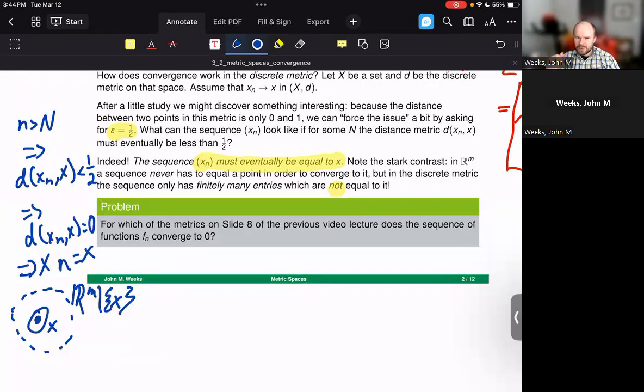So let's solidify what we were talking about in our previous slide. For which of the metrics, the f sub n metrics that we were talking about up above, does the sequence of functions f sub n converge to 0?